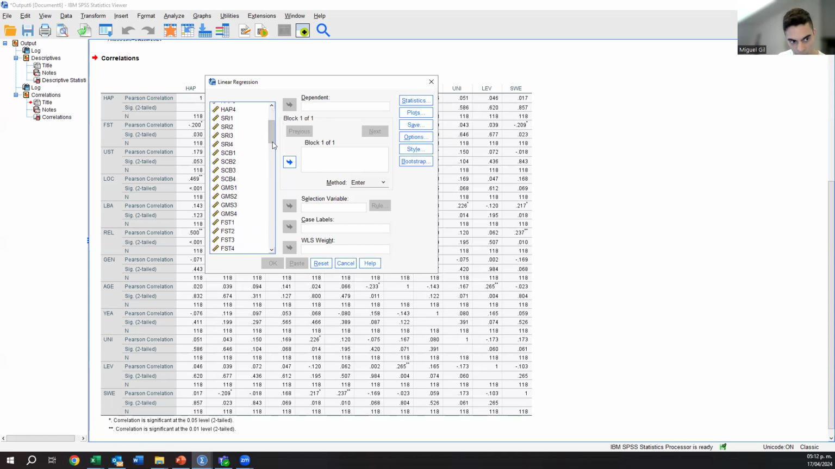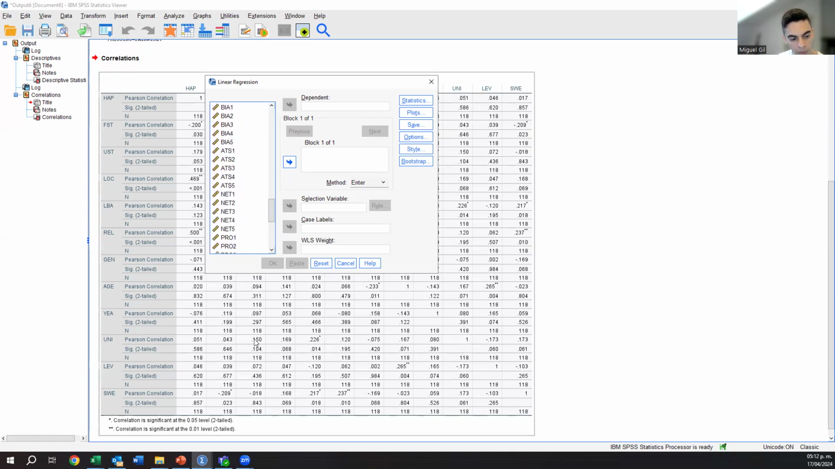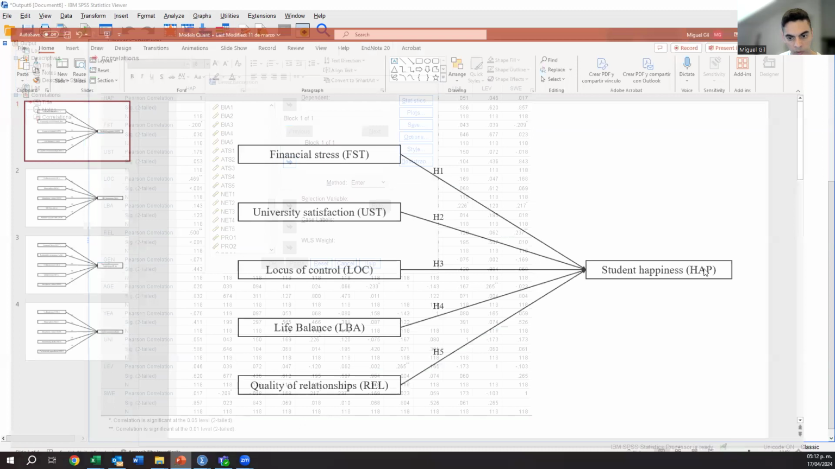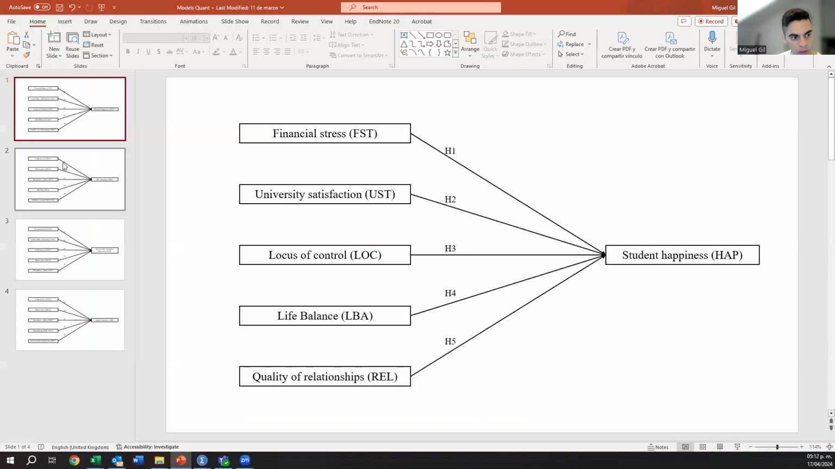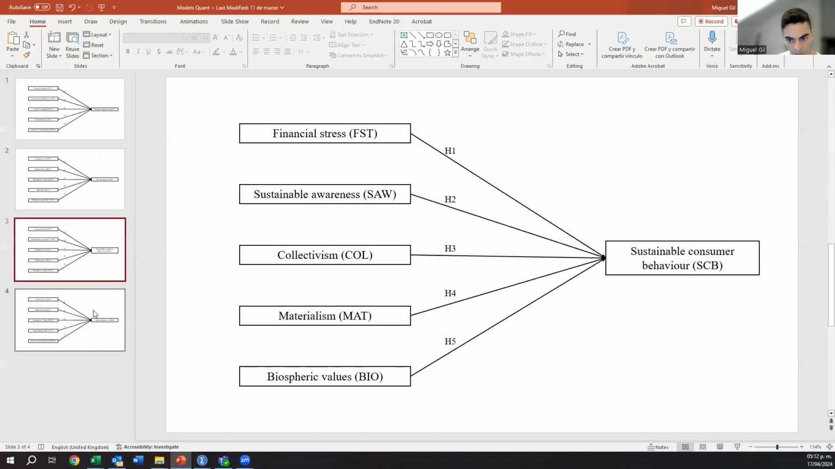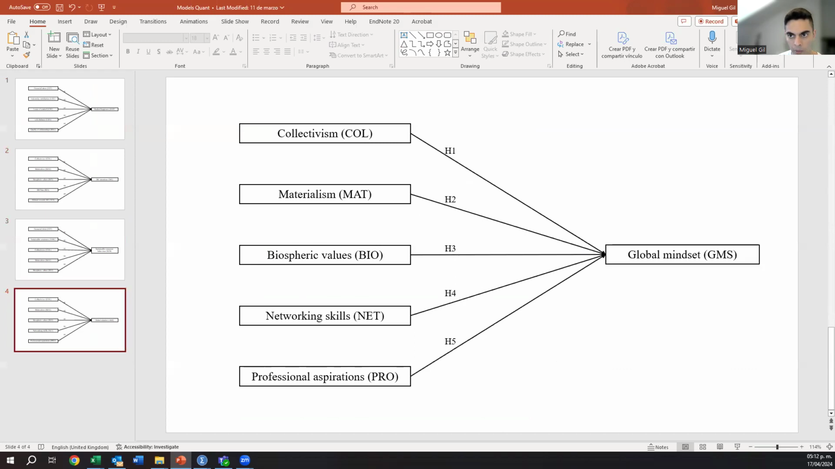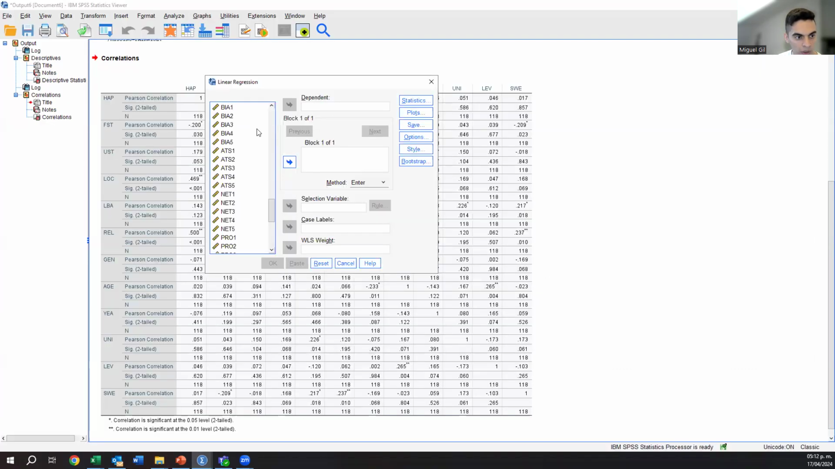I already had something in there, so it should appear like this. Here you have to start with selecting your dependent variable, the variable that you have in your model, so happiness or SRI intentions or consumer behavior or global mindset, whatever you have as dependent variable. I will continue the example with happiness. So I guess happiness group 1 and 2 will have everything done by me. So happiness is here.